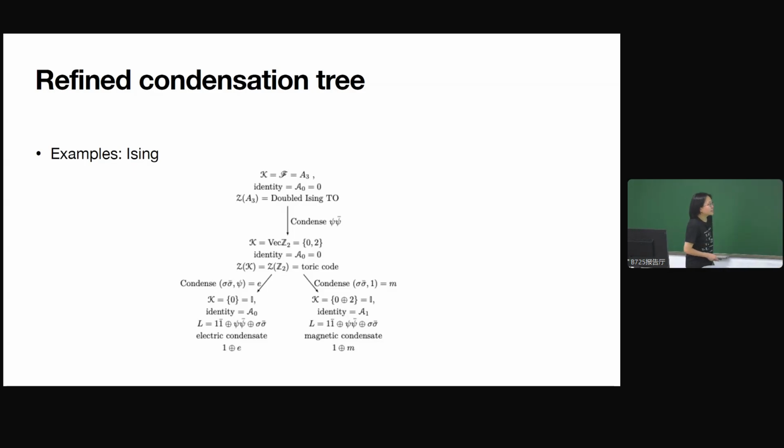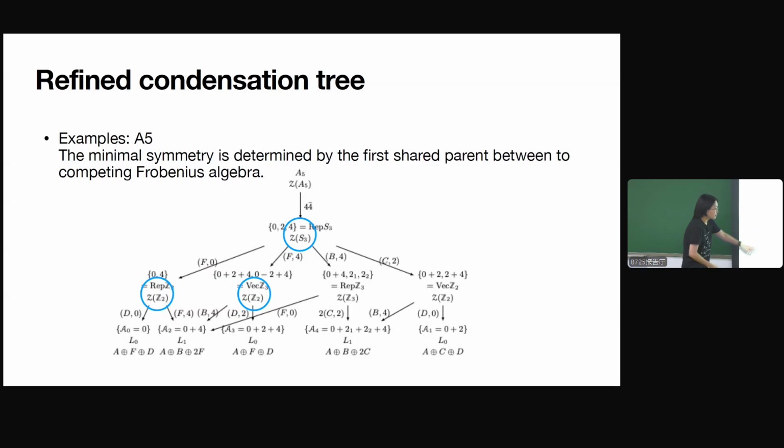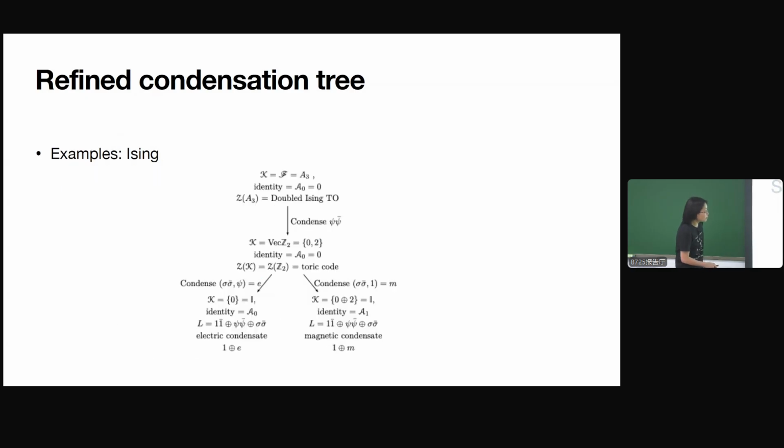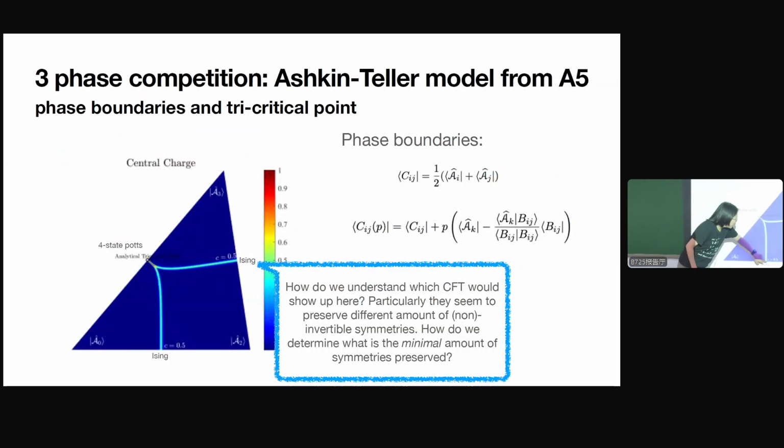By looking at this tree, every endpoint here is the Frobenius algebra that I use to compete and to create critical points. In order to obtain the amount of symmetries that is preserved at each critical point, all you need to do is look at the things that you're competing and look into the tree. Where is there a common parent in the tree? The common parent in the tree determines the amount of symmetries that is preserved at the critical point that we have constructed. Using this, we were able to explain the symmetries in all of these critical points that we found in the model.